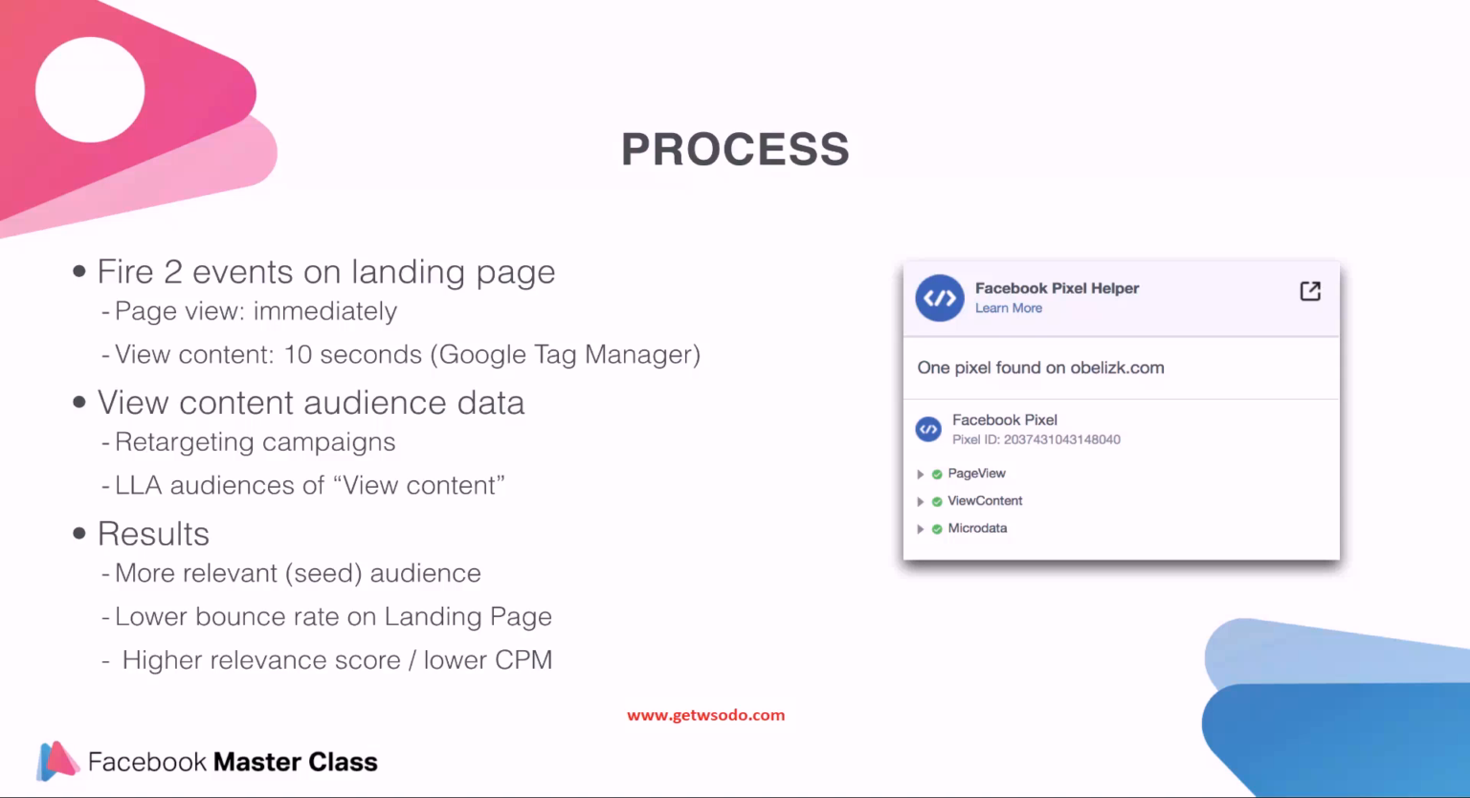Fire the standard, the default event page view immediately, and then add a second event, the event view content, and delay the firing of the event by, I'd say, 10 seconds. And use the Google Tag Manager to accomplish that goal. Fantastic features, in my opinion, pretty simple to use. So you have 2 events on the landing page. One is the event page view. That event fires immediately once a user hits the opt-in page or the landing page.